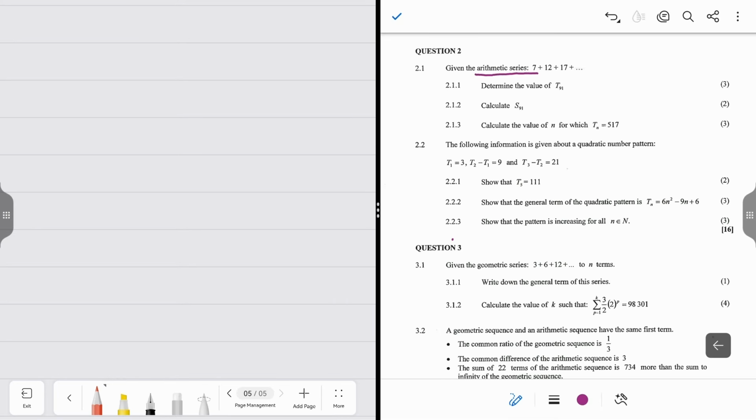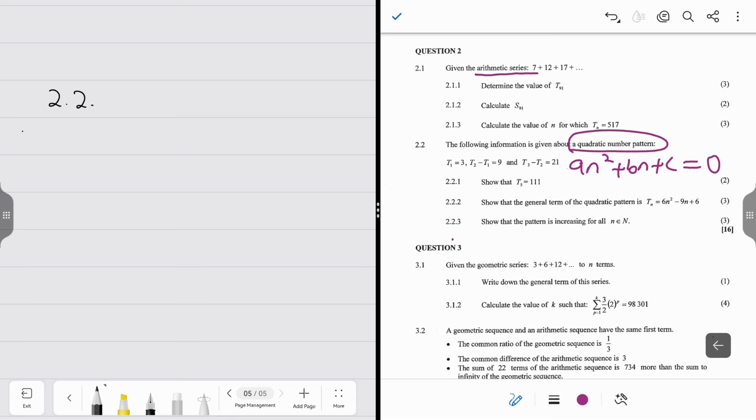So let's see when I go to the next one, which is 2.2. In 2.2, we are given a different scenario. We are told that this is a quadratic number pattern. So this is our key, because when they say quadratic, in your brain you should have something like an squared plus bn plus c equals 0. So that is your quadratic mindset. Every time you see that, you just remember the quadratic.